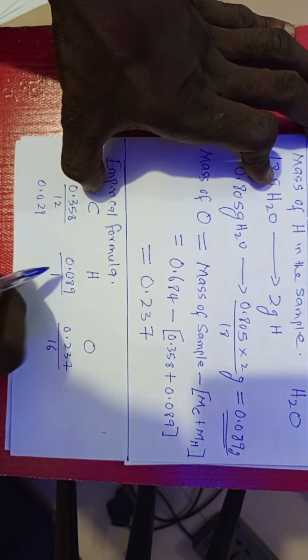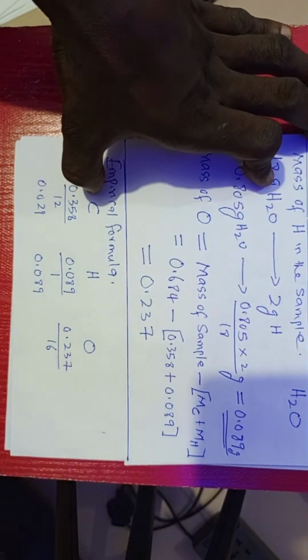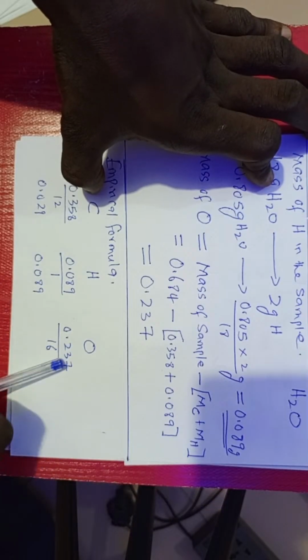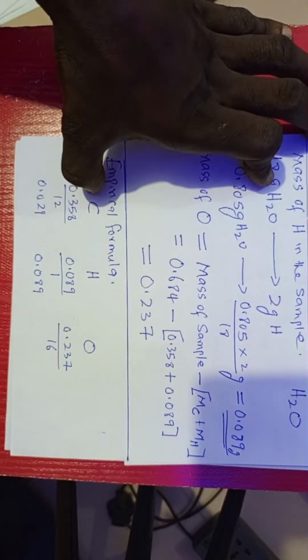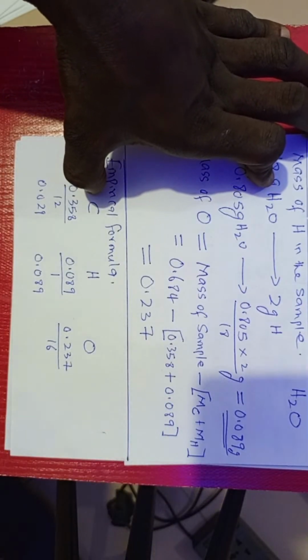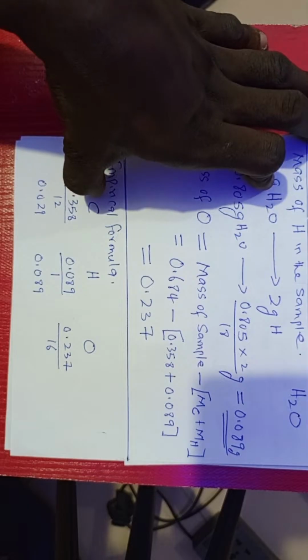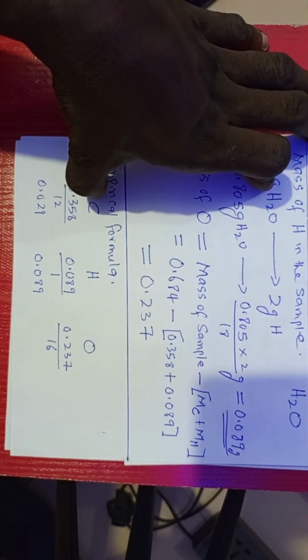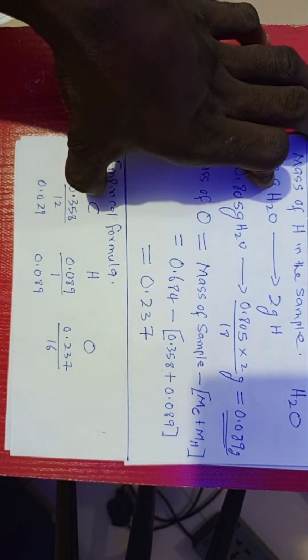So for the next one here, we have 0.089. Now, I need the answer for the last one: 0.237 divided by 16. How many moles of oxygen are there? I need answers from you. Drop it in the comments. Rosaline, I'm seeing 0.029 for carbon. Okay, we are done with carbon. We are talking about oxygen now. I'm seeing 0.014. Is it for oxygen? Someone should verify. 0.014.